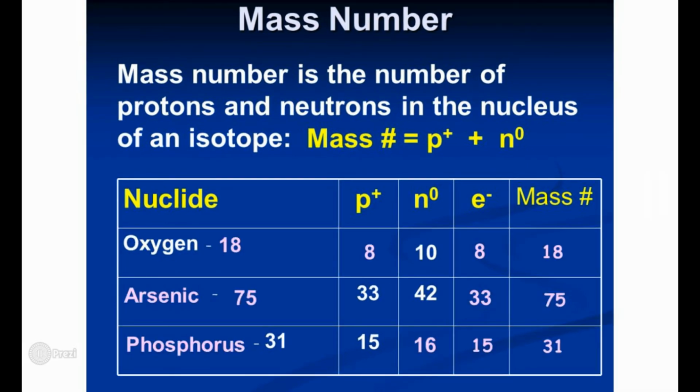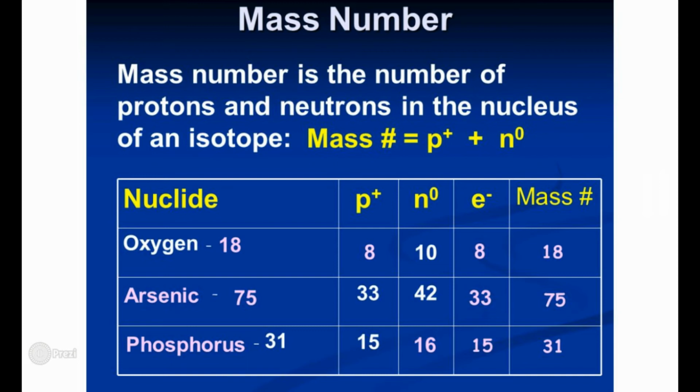So we already talked about oxygen. We said the protons was atomic number 8. Therefore the electrons are going to be 8 also. However, if you add the protons and the neutrons together, you get the mass number, giving us 8 plus 10, which is going to give us 18. All right, so we did that as a sample.